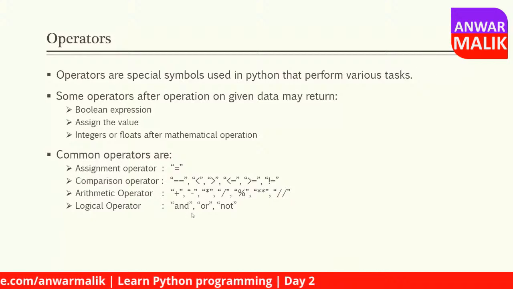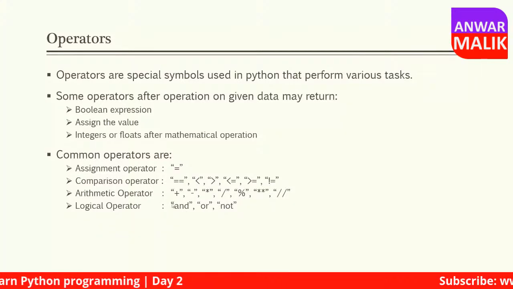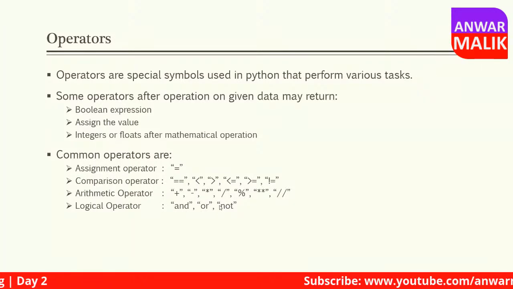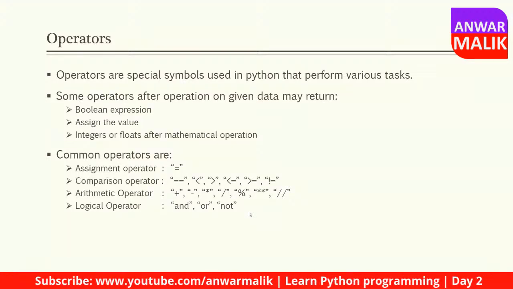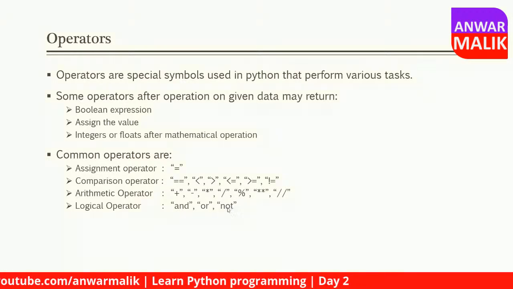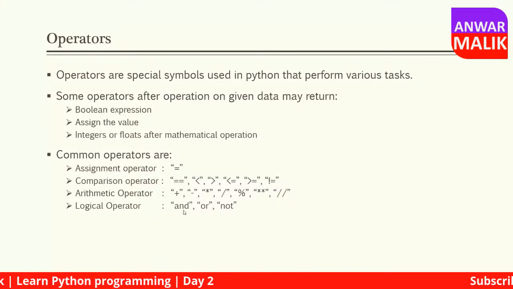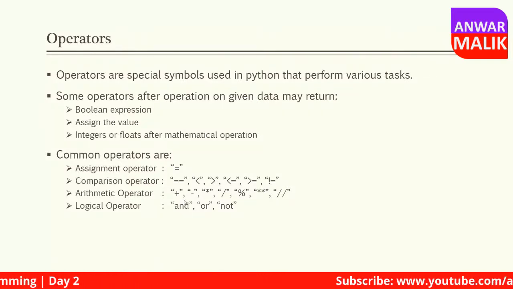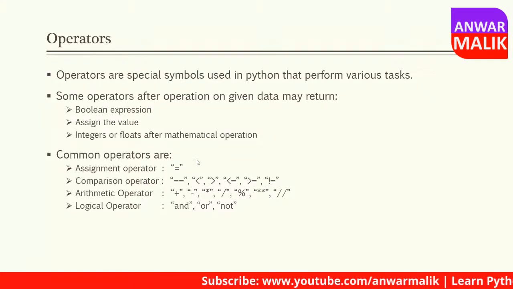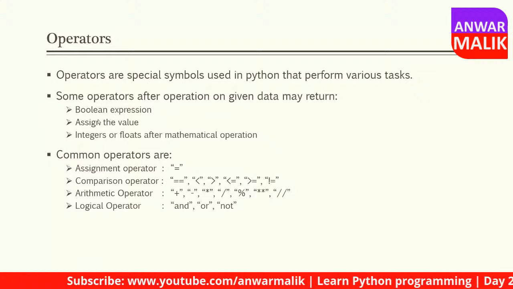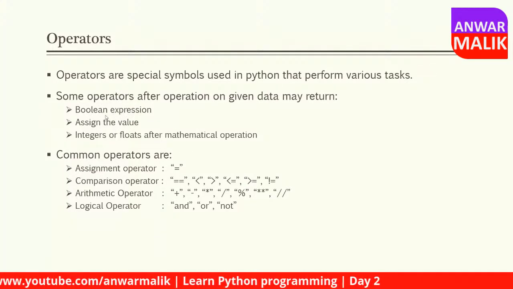Then you have logical operators. They are simple. They are called gates, and if you are an engineer, you know them. They are called gates: and, or, not. What they do is they just combine logic. They operate on Boolean expressions, so something on the left and the right should be Boolean.